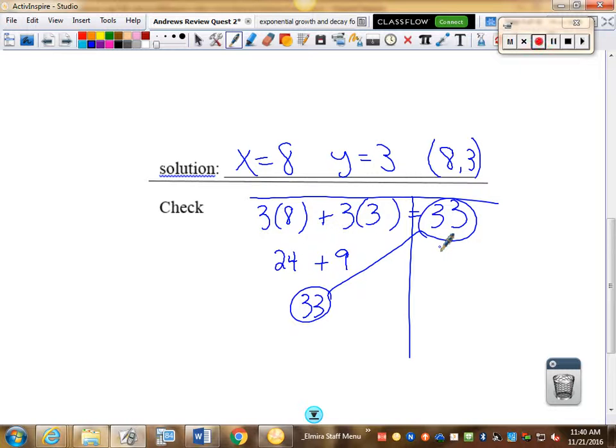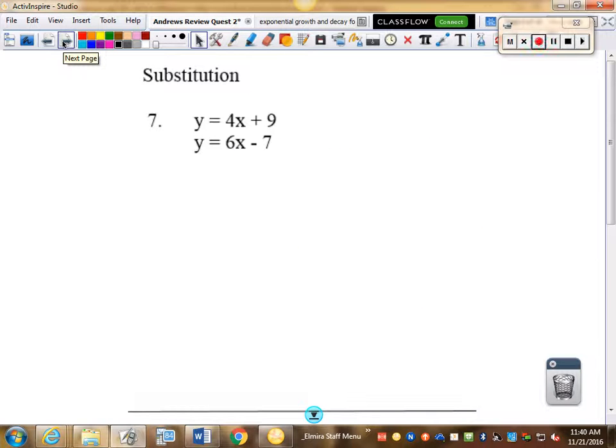Now for the purposes of this video, I'm probably not going to do any more checks because they're time consuming. So I wanted to show it to you once, but after that I'm probably not going to show them again. You still have to do it for your homework, you still have to do it for the quest, but it's just to make the video a little bit more manageable in terms of time.